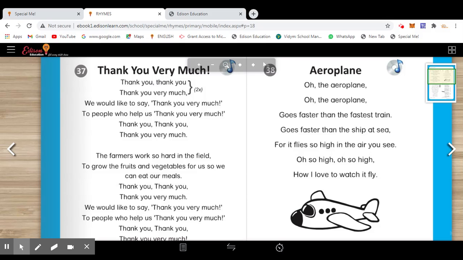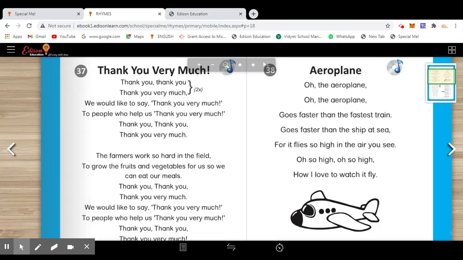So, students, before reciting the rhyme, first of all, you have to give your introduction. For example, good morning, everyone. My name is Prabjus and my rhyme is Thank You Very Much. First of all, you have to say good morning. Then you have to tell your name and then you have to say the name of the rhyme.